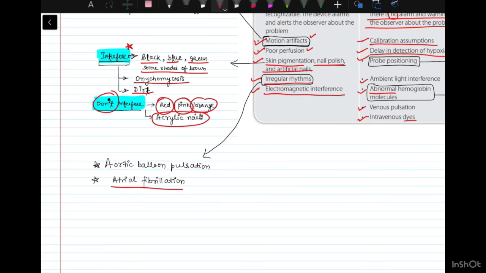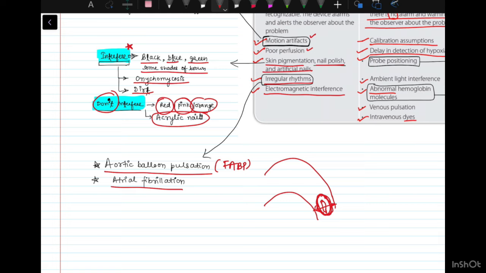In the irregular rhythm, maybe suppose there is atrial fibrillation, or there is aortic balloon pulsation, which is the intra-aortic balloon pump. What happens is, this is the aorta, and we insert our intra-aortic balloon pump. This pump will inflate and deflate during systole and diastole.